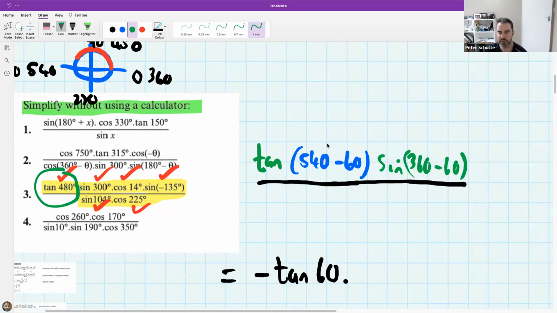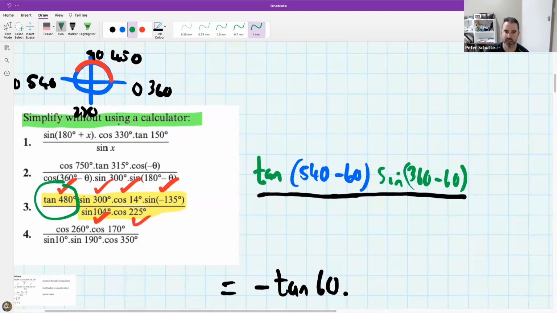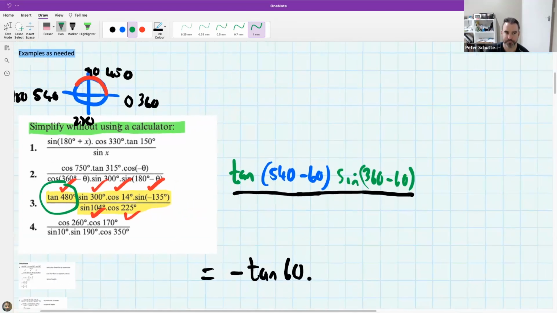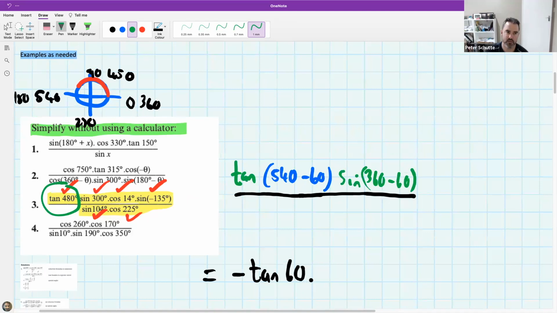Where did I get the 540 from? I was trying to identify the nearest horizontal axis to 480. If you look at my little drawing at the top here, 0, 90, 180, 270, 360, 450, 540. 540 is actually the nearest horizontal. So I'm using the nearest horizontal to write the original angle. There are other ways of doing it. It's not to say you have to do it like that, but that's keeping with what I was saying in the last lesson.